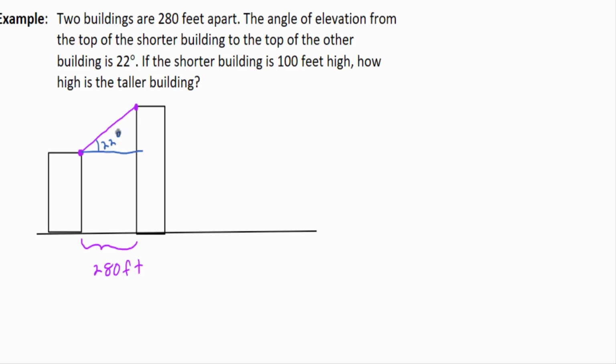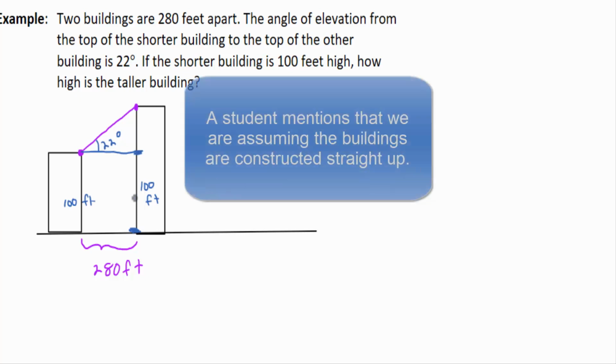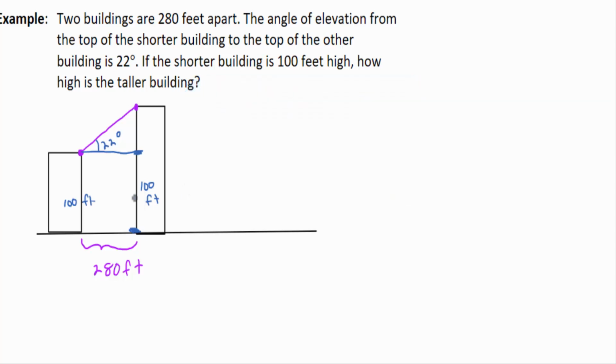Do we know any other information? The shorter building is 100 feet. That's going to be useful information. If the shorter building is 100 feet, then this distance, this portion of the taller building is 100, and I think we're going to need that. That's 100 feet as well. So from ground level to the bottom of this triangle that I formed, that's 100 feet, isn't it? Yes? I'm assuming both of the buildings were constructed straight up except for an angle. Right. And hopefully they are. If it's the Leaning Tower of Pisa, then we're in trouble. Okay.